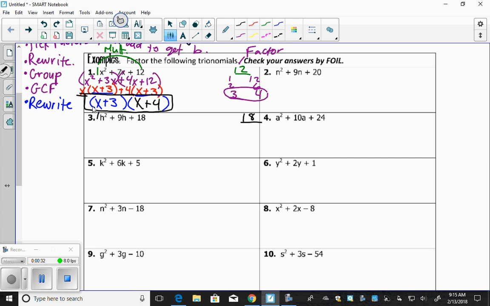What are factors of 18? 3, 118. Okay. Which of those factors will add to give me 9? The last one. So rewrite. H squared plus 3h plus 6h plus 18.